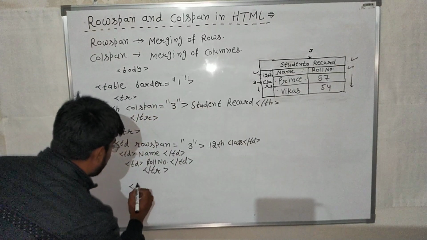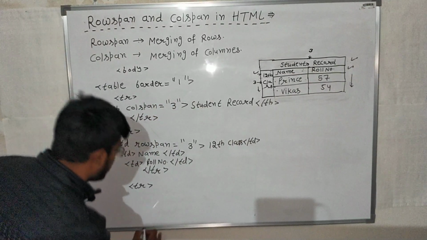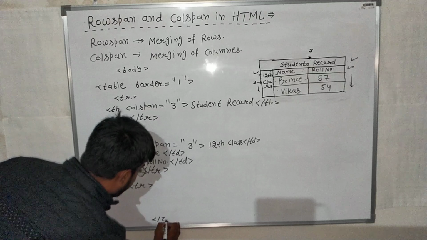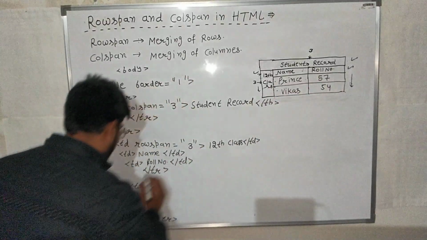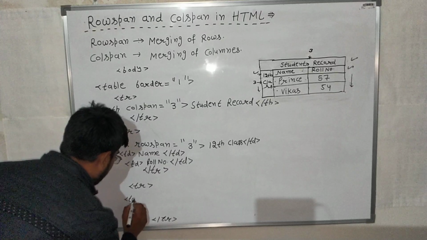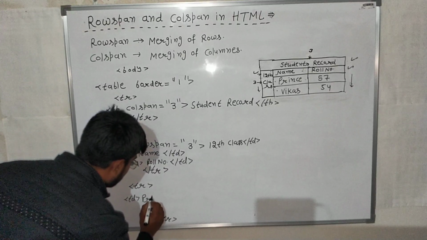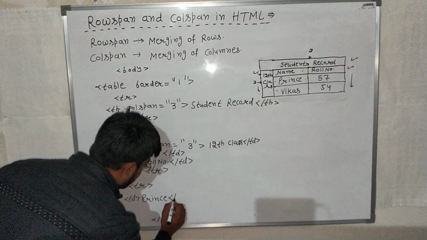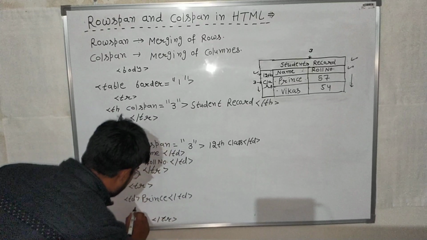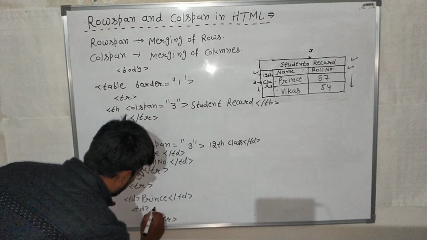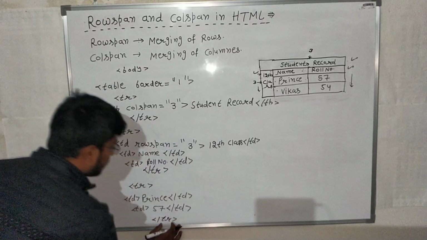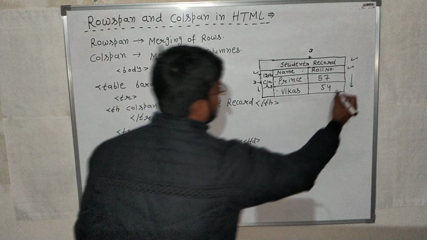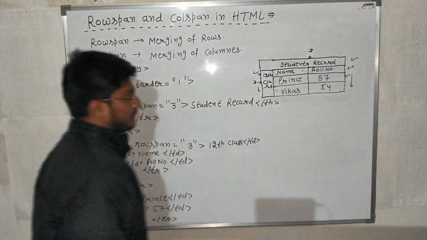So let us write the tr tag and the close of the tr tag. In that tr tag, we have to store the data, Prints and 57. So write the td tag, Prints, and the close of the td tag. And again the td tag, table data, and the roll number is 57. And the close of the td tag, and the close of the table row tag. We have completed our third table row, friends.